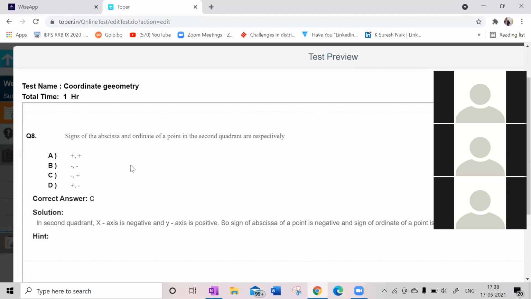See here. Signs of abscissa and ordinate of a point in the second quadrant. Second quadrant will be minus, plus. So option C is correct. Any doubt in the question?